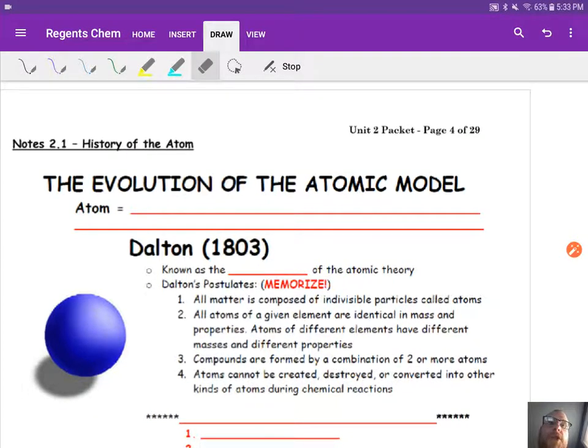This is video 2.1. We're going to talk about the history of the atom. This should be kind of a brief overview for you from the work that you've done in lab. So let's just dive right in.